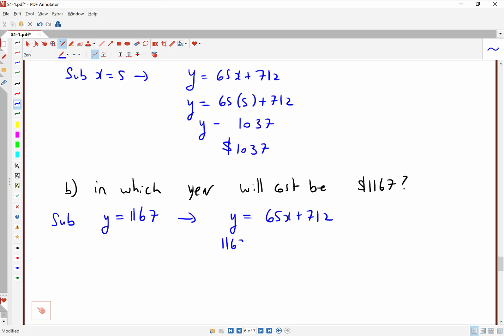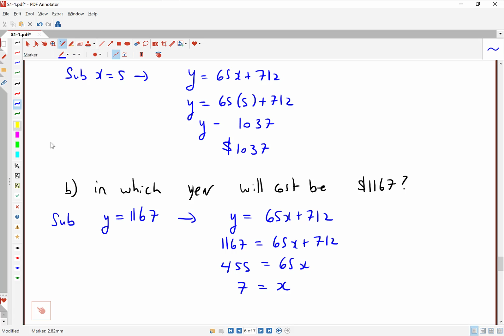Let's sub in and see if we can get x. So 1167 is equal to 65x plus 712. Let's subtract 712 from both sides. So we'd have 455 is equal to 65x. And then we can divide through by 65. So that's going to give us 7 equals x.